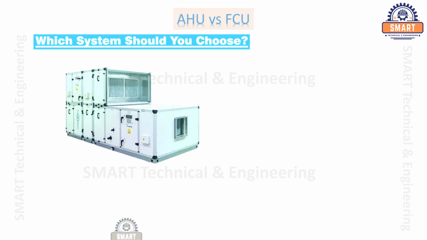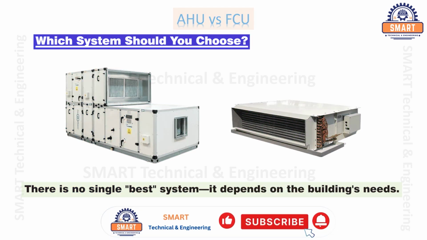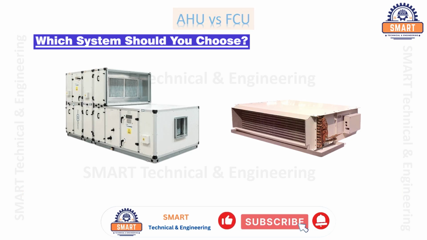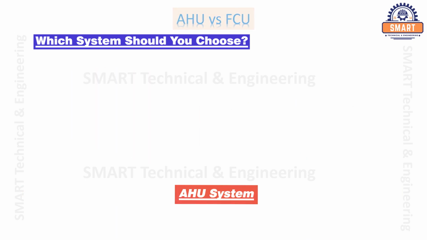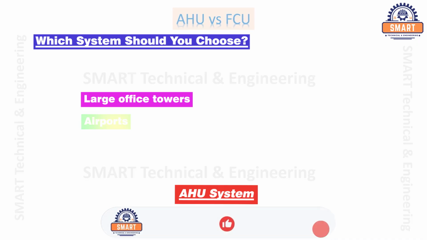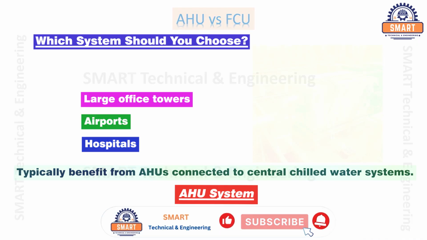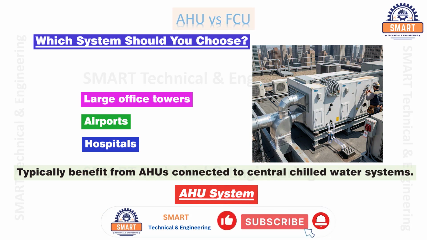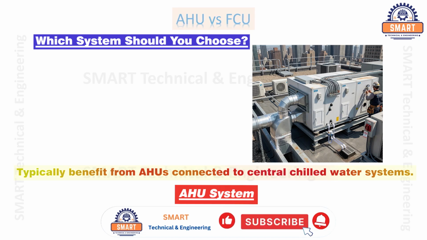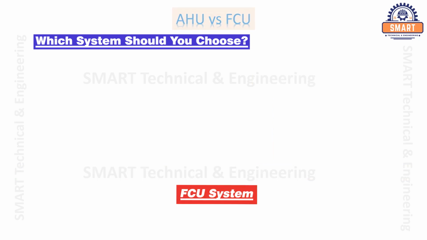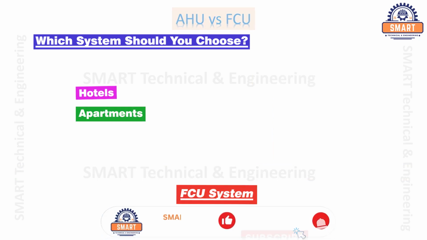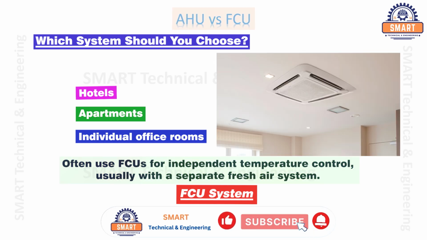Which system should you choose? There is no single, best system. It depends on the building's needs. Large office towers, airports, and hospitals typically benefit from AHUs connected to central chilled water systems. Hotels, apartments, and individual office rooms often use FCUs for independent temperature control, usually with a separate fresh air system.